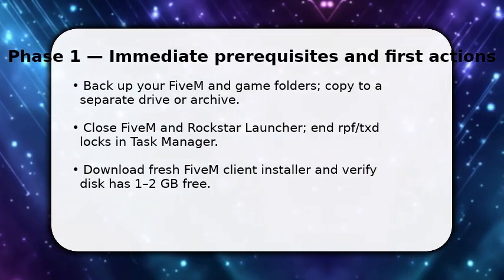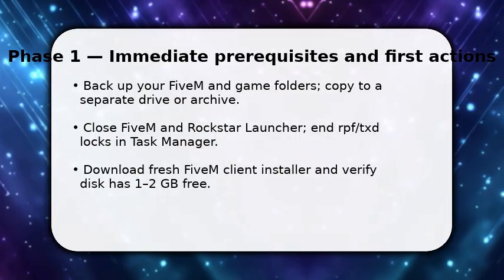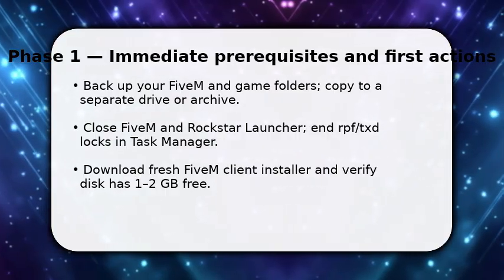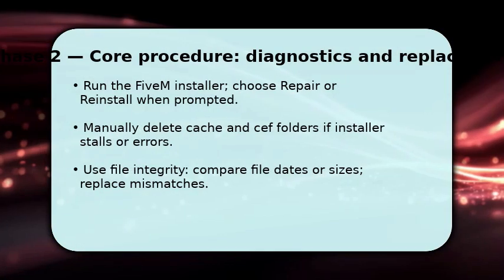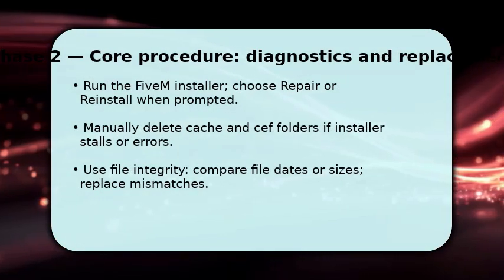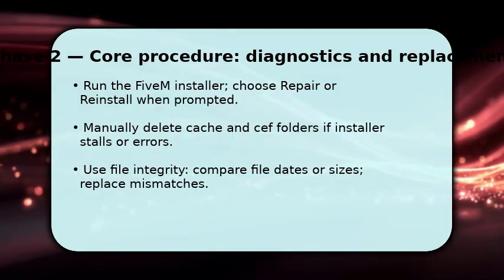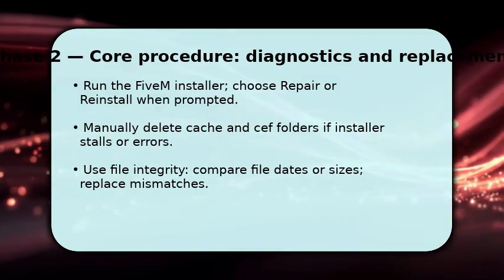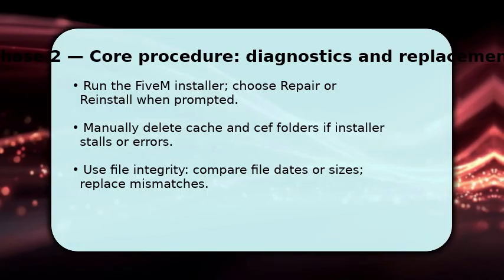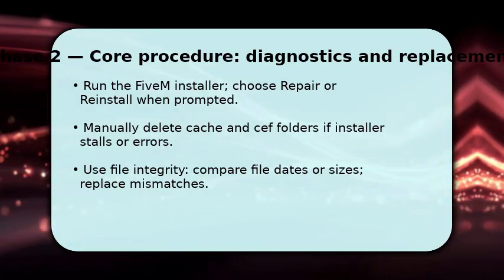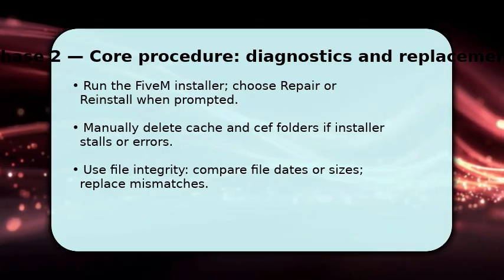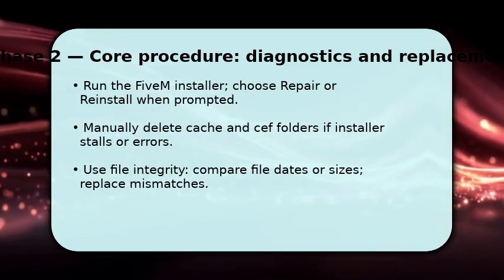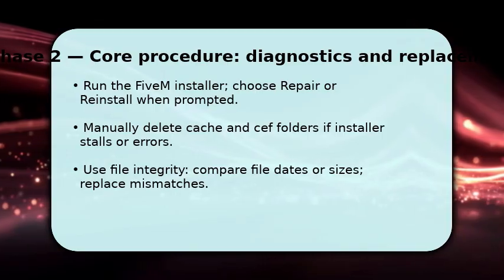Now run the installer as admin so it can replace corrupted files without permission errors. That starts the actual repair step. You proceed with active file replacement and verification. This is the meat of repair. Run the FiveM installer and pick Repair or Reinstall. It will redownload missing packages. If the installer stalls, close it and manually delete the cache and CEF folders in FiveM, then rerun. That forces a fresh download.